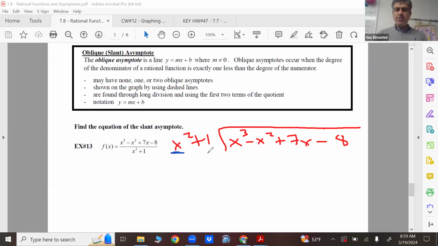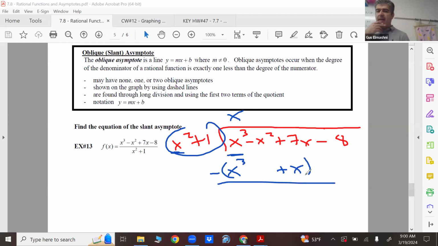What do you multiply to x squared to get to x cubed? x. Then you multiply all this by x, and you stack them like this, and you put a minus like that, and you subtract. I put the parentheses so that way I distribute negatives correctly. So you bring down a negative x squared. x cubed minus x cubed goes away as it should. What's 7x minus x? Yep, and bring down the negative 8 as well.